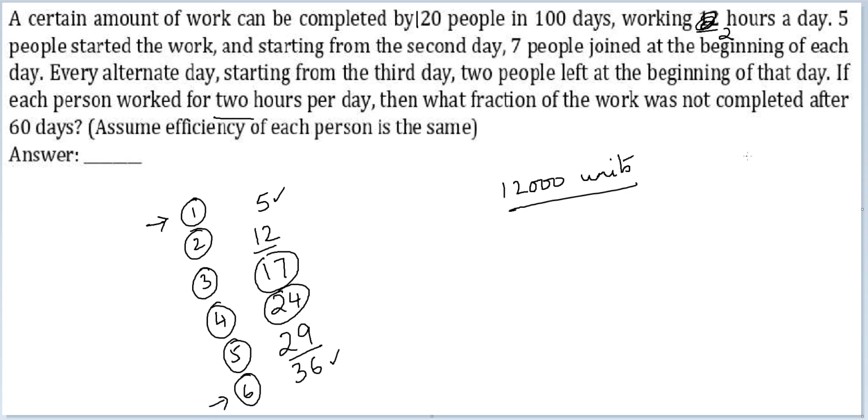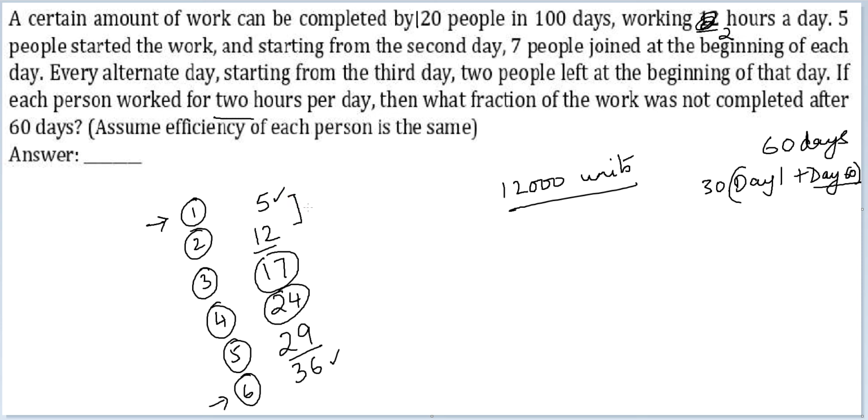So when you're looking at 60 days, work done on day 1 plus work done on day 60, this group would happen 30 times. So all you have to do is figure out how much work was done on day 60.